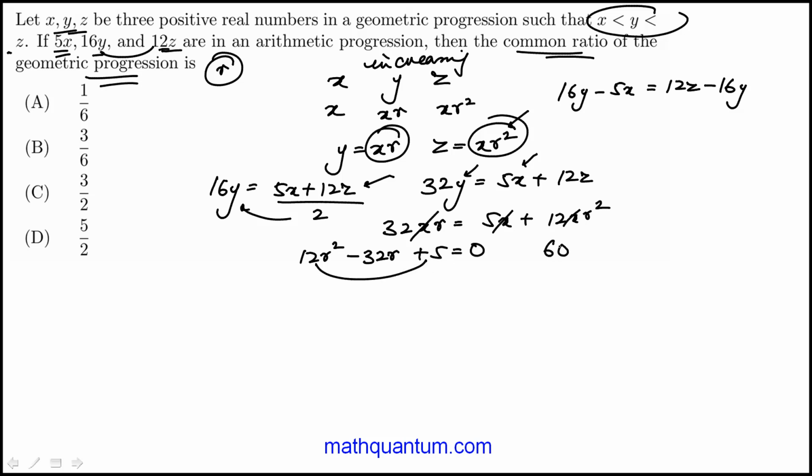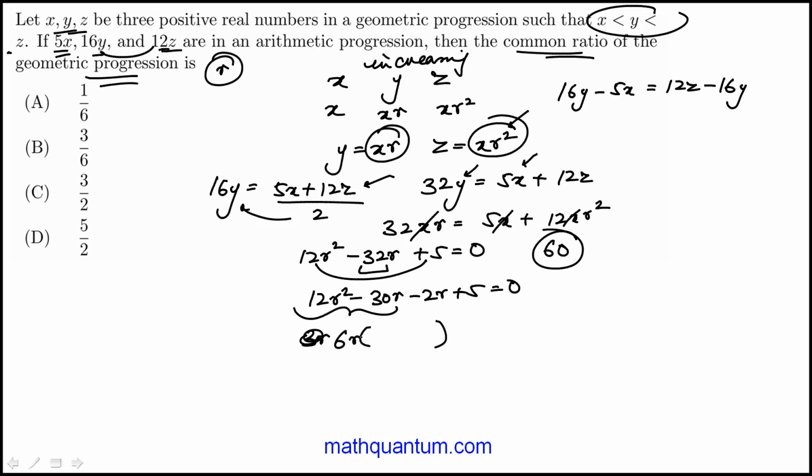12 times 5 is 60, so I need to split that middle number into two numbers that give you 60, and that would be 30 and 2. So we'll split it accordingly and then factor it in pairs. So here I can pull out a 3r, or actually I can do 6r. You want to pull out as much as you can. So 2r minus 5, and here we pull out minus 1, and then we get 2r minus 5. So if you factor it correctly, these two will always match. And we get this factorization.